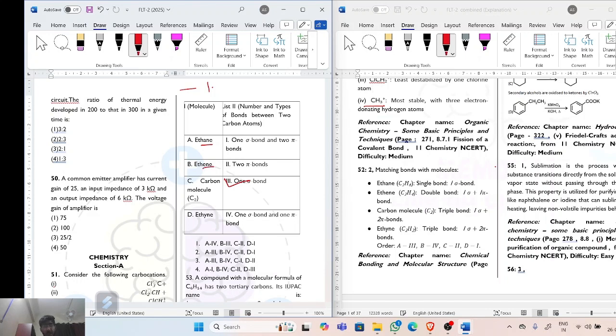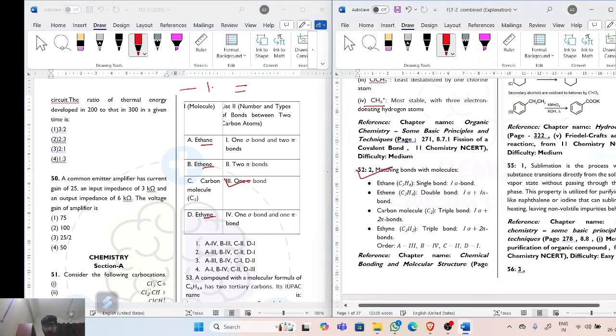Now for ene we have a double bond, which means we will have one pi bond and one sigma bond. For yne we directly say we have one sigma bond and two pi bonds. So clearly we get option number 2 as our correct answer. Now question number 53.